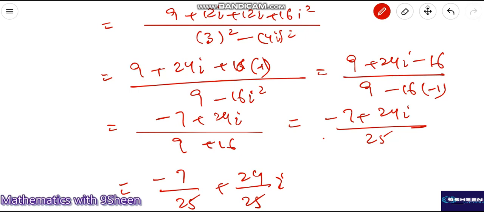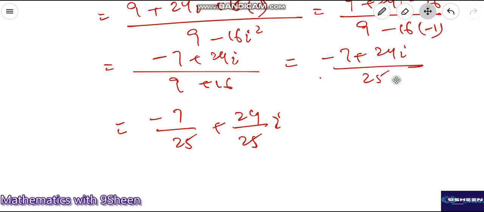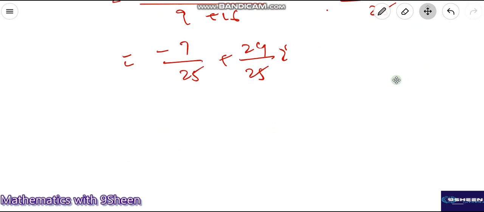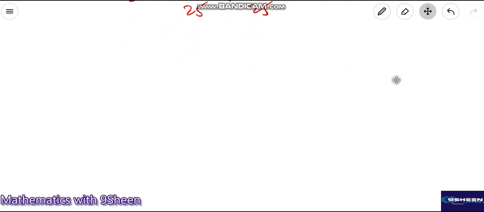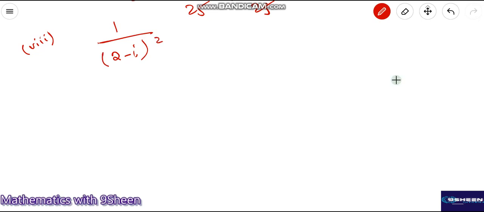Now real part is minus 7 over 25 and imaginary part is 24 over 25 iota. Last part: 1 over 2 minus iota on the square. First of all, solve this. A minus b whole square, a square minus 2ab plus b square.